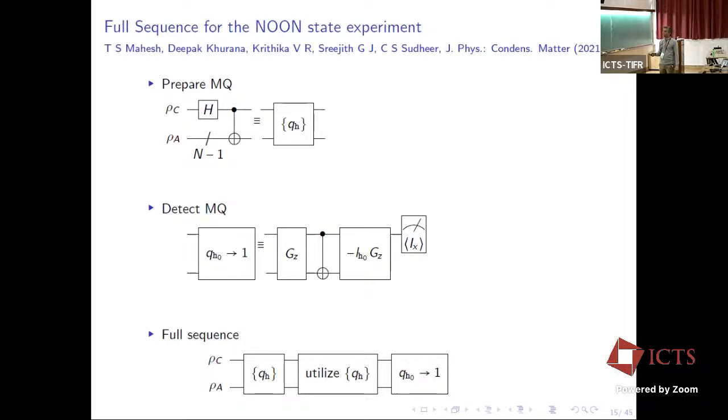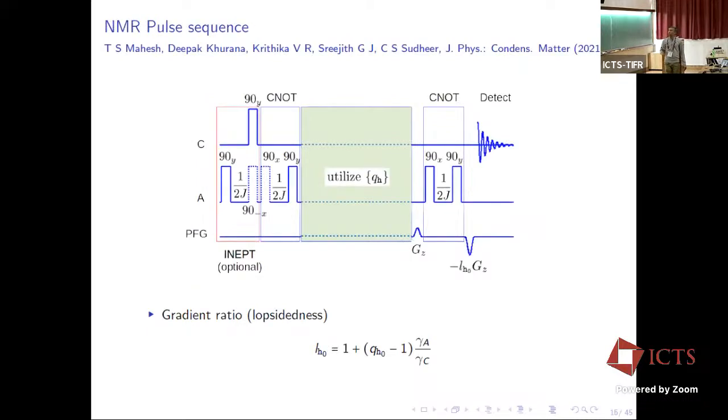You can detect selectively which coherence you want to detect. You can filter out other coherences, and you can detect selectively the coherence order that you are interested in. In between, you can put all the tasks that you want. You can utilize this coherence. You can put sensing, you can put algorithmic cooling, you can put quantum computation, whatever you want in between. So that is the utilization part. Okay, I'll give some examples.